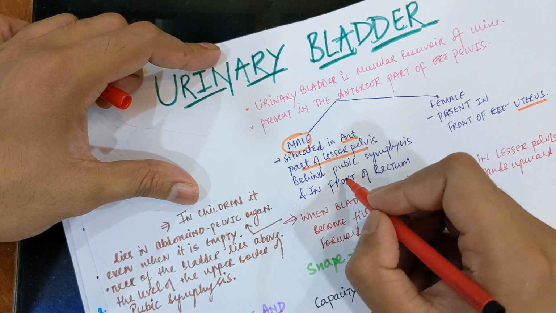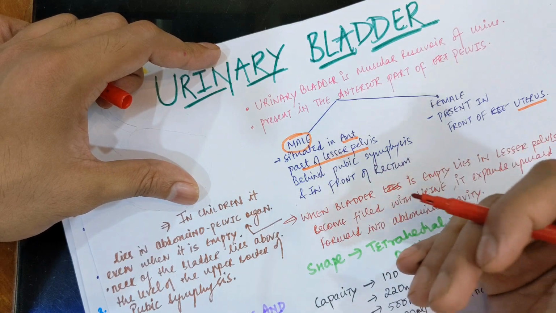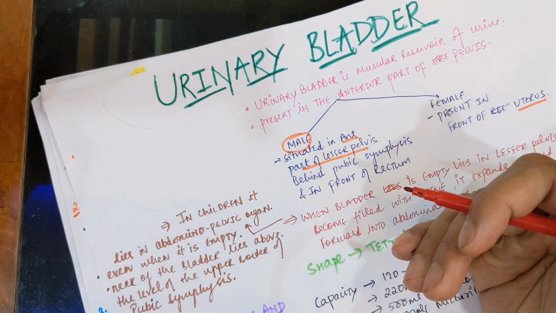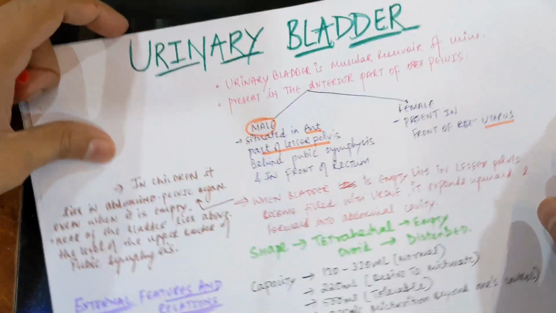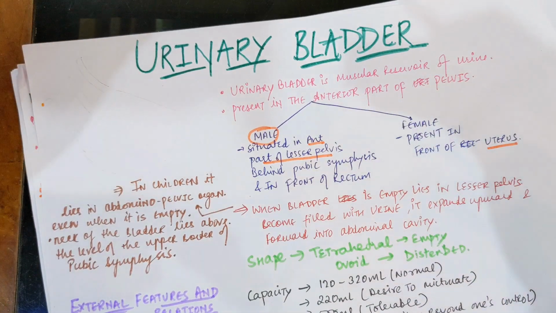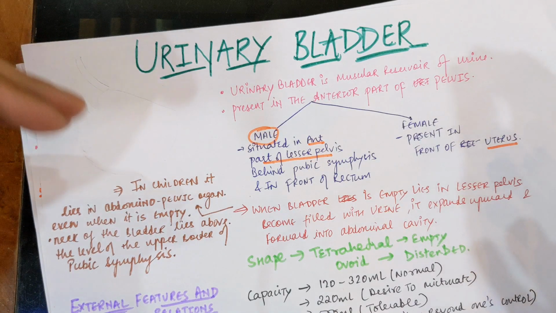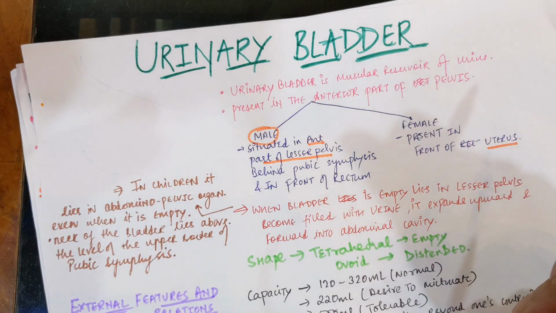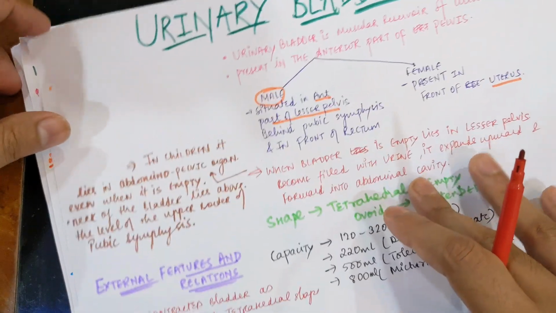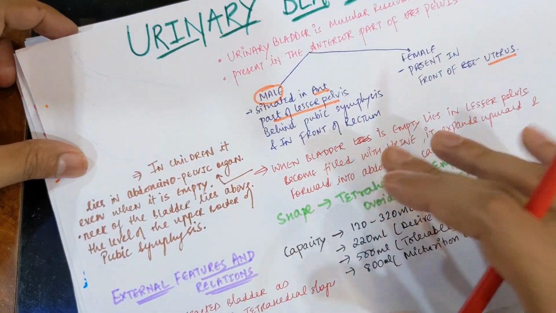The main difference is that in male it is present in front of the rectum, that is, the rectum will be posterior to the bladder, but in case of female the uterus is present behind the bladder. So in the case of female, the uterus is behind, and in the case of male, the rectum is behind. In another way, in front of the rectum in male and in front of the uterus in female. So this was the location where it is situated.